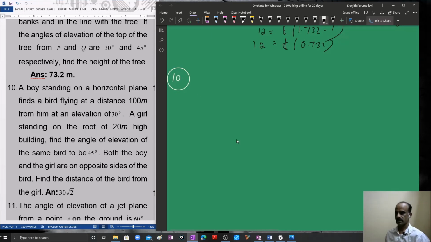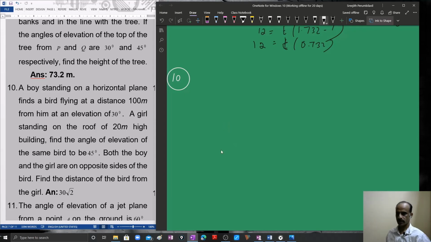A boy standing on a horizontal plane finds a bird flying at a distance of 100 meters from him at an elevation of 30 degrees. A girl standing on the roof of a 20-meter high building finds the angle of elevation of the same bird to be 45 degrees. Both the boy and the girl are on opposite sides of the bird. Find the distance of the bird from the girl.